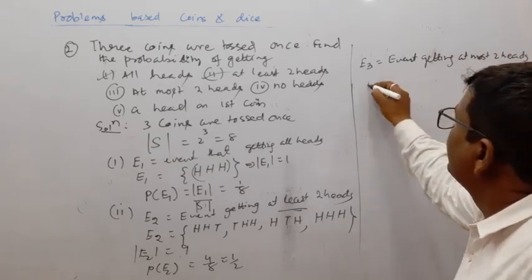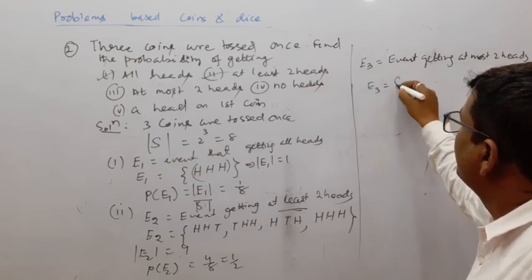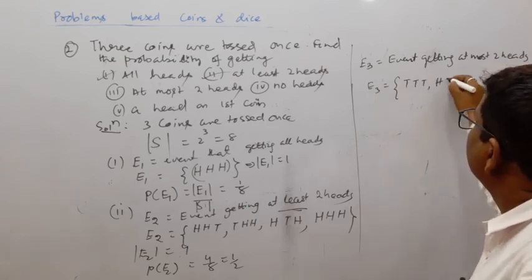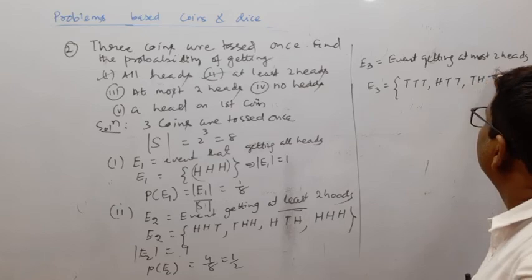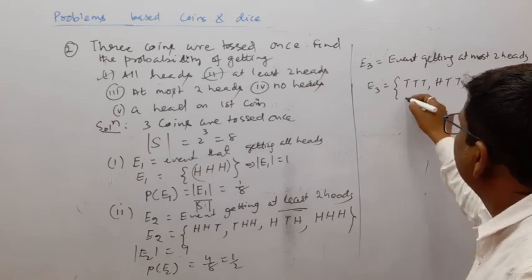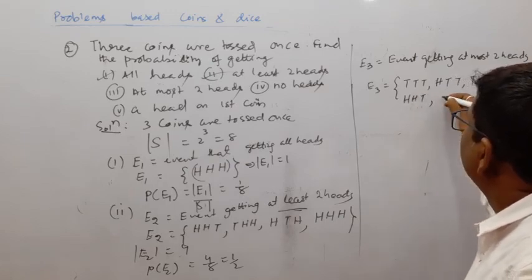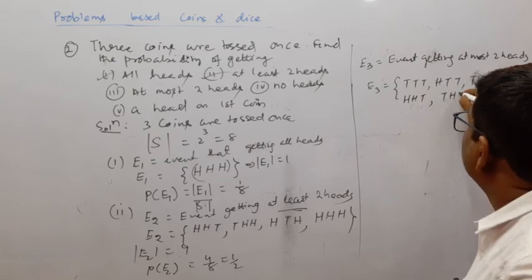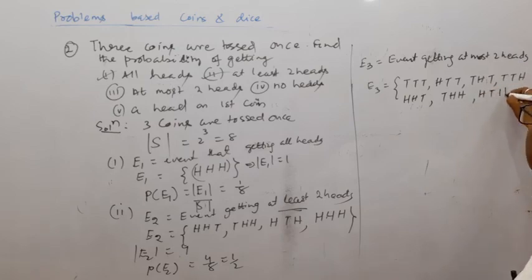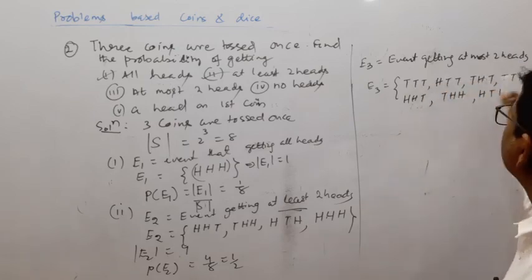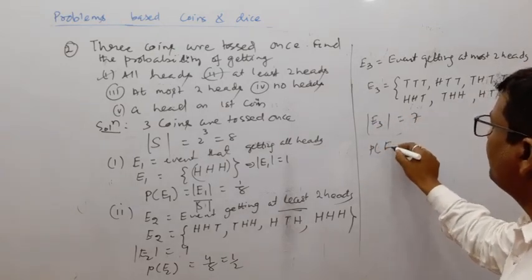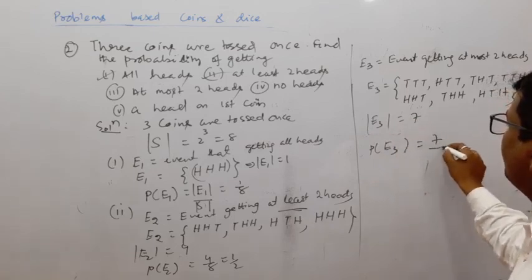A3 is equal to no head, that is TTT, and one head: HTT, THT, TTH, then two heads: HHT, THH, HTH. 1, 2, 3, 4, 5, 6, 7. So the cardinality of E3 is equal to 7. The probability of E3 is equal to 7 by 8.